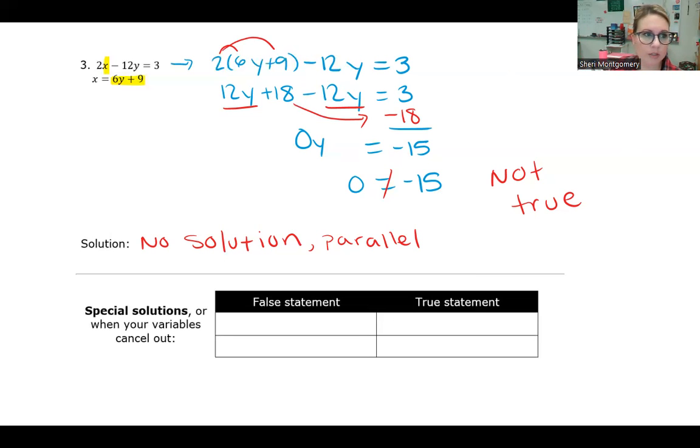So I'm going to show you what it looks like algebraically. If it's false, you get something like 0 equals -15. That's not true. If you get a true statement, you'll get something like 0 equals 0. That is true. So when it is false, there is no solution. And it's no solution because really those lines are parallel.